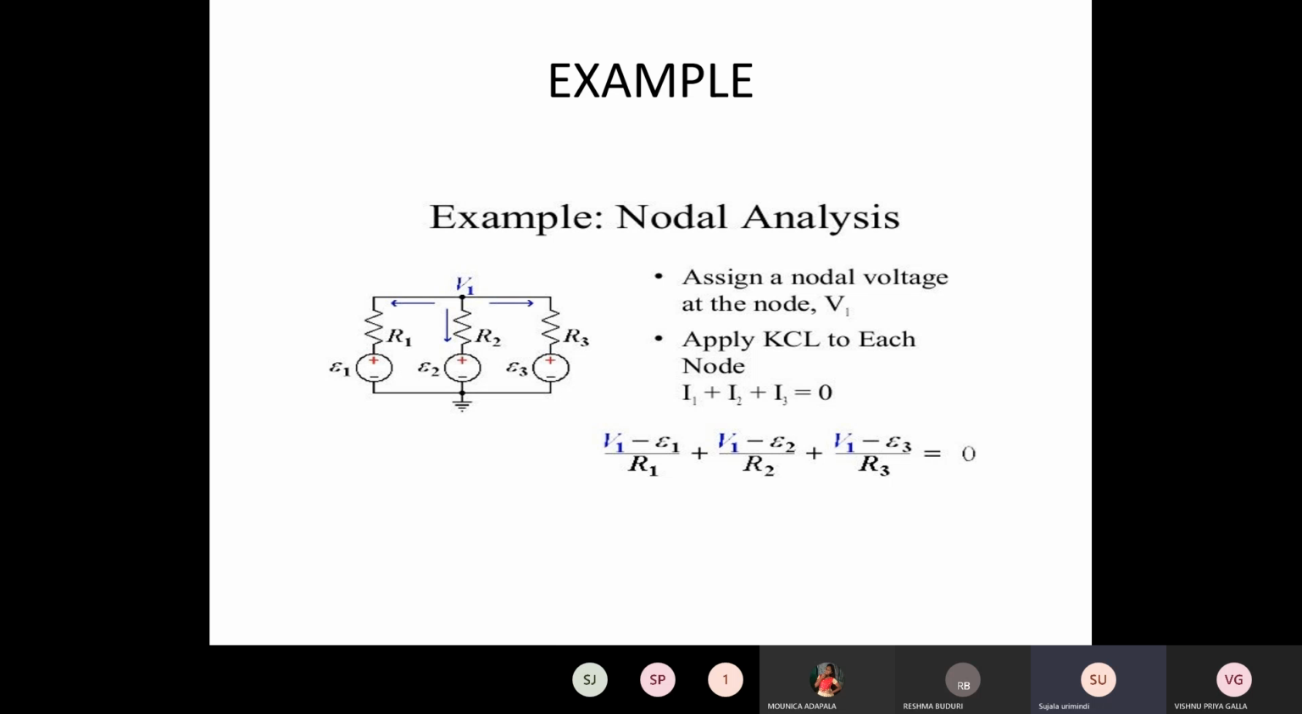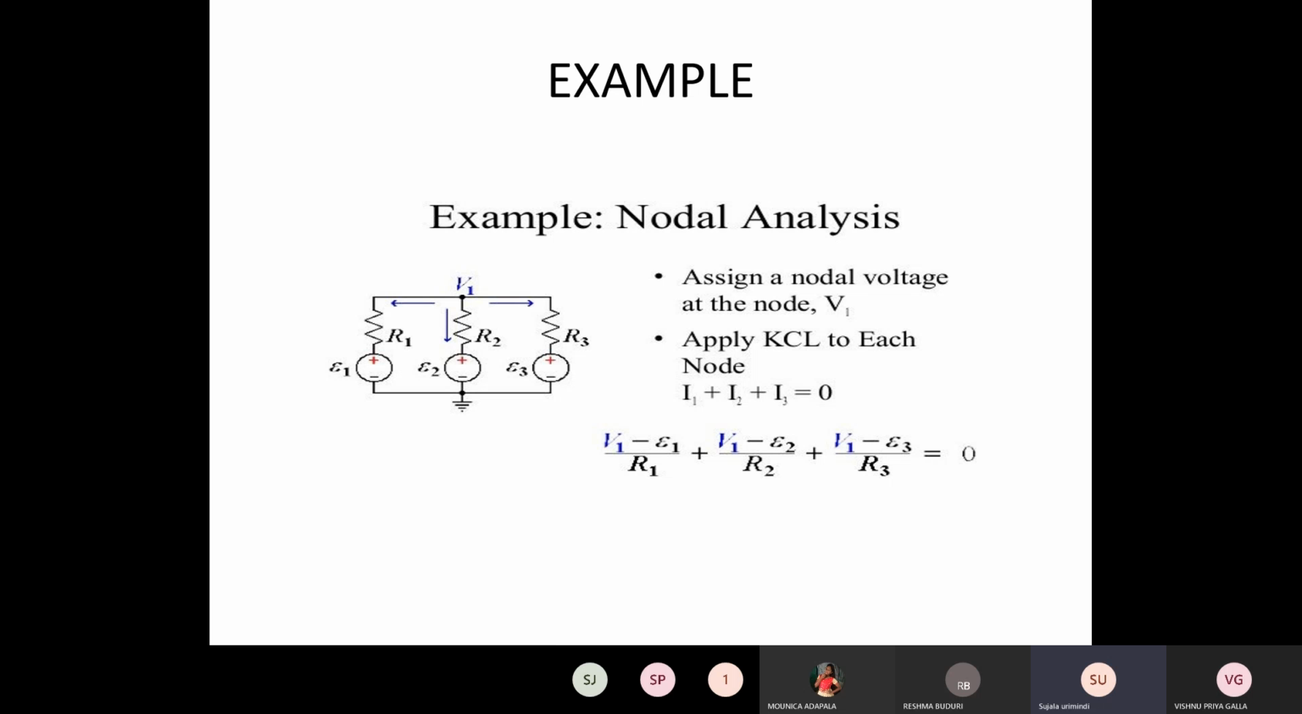So here first we observe how many nodes there are. This is one node. This is not a node, because two or more elements meeting at one point is nothing but a node. There is no meeting of another resistor here, so it is not a node. So here V1 will be there, and this V1 belongs to the R1 resistor, R2 resistor and R3 resistor.